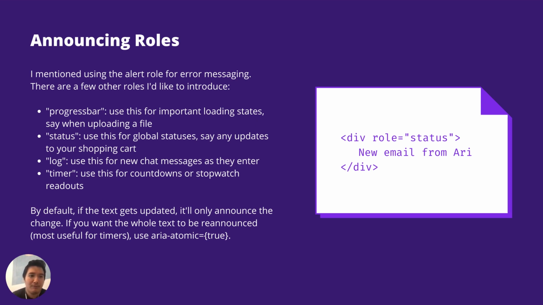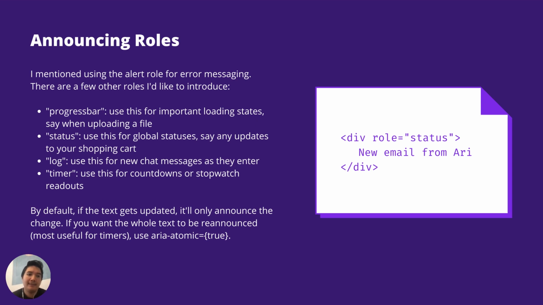This is for uploading or downloading a file, and it's got to be an important one, not just downloading JS assets or anything. What it will do is announce the increments, and screen reader users can toggle this so that they only need to know when it starts and when it ends, or if it's been stuck for a particular while. Progress bar is going to be really useful here.